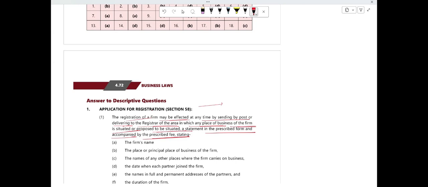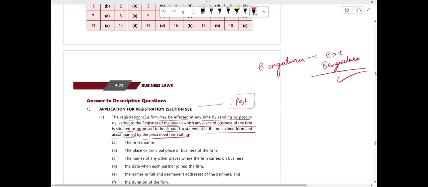So first what we will do, we will be sending by post, right? You have to send by post or you have to go to the registrar's office and deliver, in the area in which your place of business is there. Suppose your place of business is in Bangalore, right? So you will go to Registrar of Firms Bangalore, right? There you will go and file your particular return. There you will give your partnership deed, or send it by post to them.